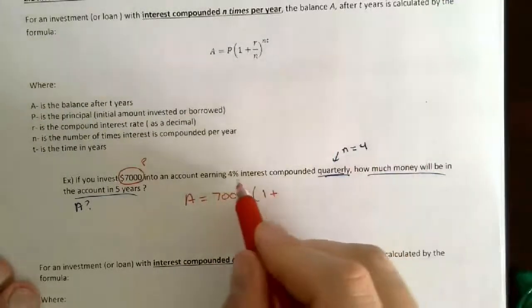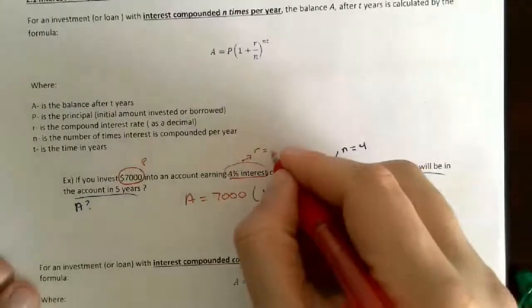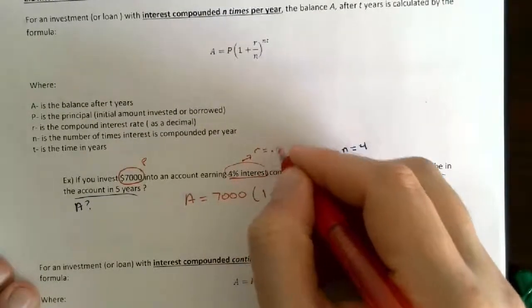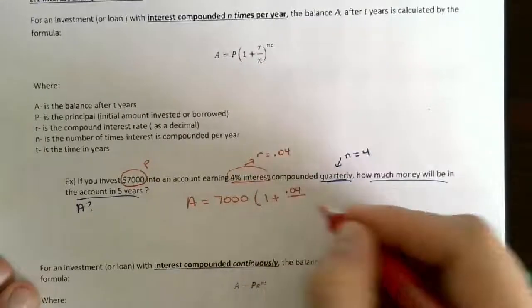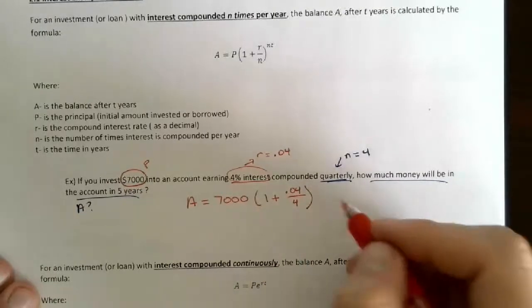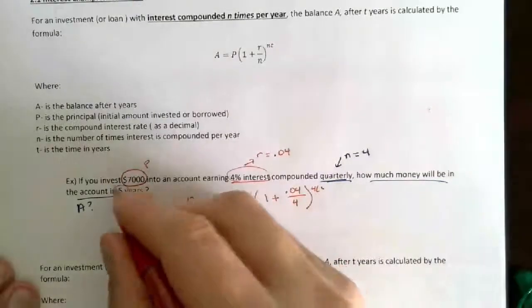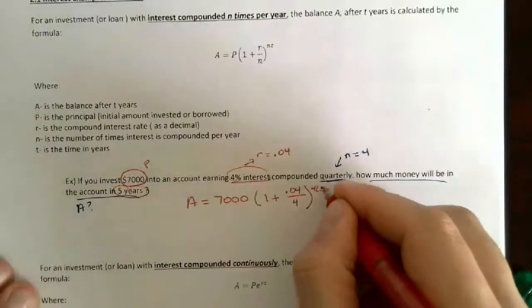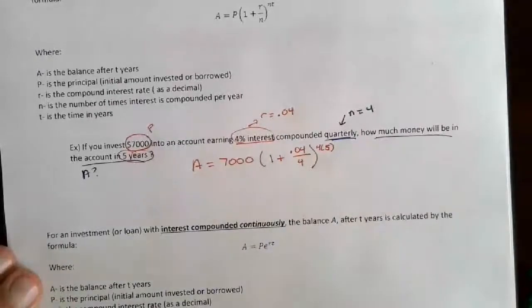What's R? Well, 4% interest tells you that R is equal to, remember, percents out of 100, so you move the decimal place 2 to the left, or you can say 4 divided by 100 is 0.04. So 0.04 over N, which is 4, raised to the NT power. N is 4 times T is the number of years they told us right here, 5 years, so 4 times 5 power. And we're going to evaluate this.